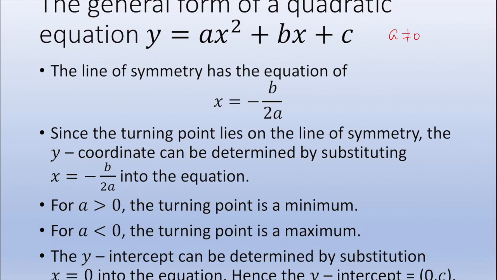Since the turning point always lies on the line of symmetry, the y coordinate can be determined by substituting x equals minus b over 2a into the equation. And we need to know that for a greater than 0, the turning point is a minimum because this is a U shape, whereas for a less than 0, the turning point is a maximum. This is an N shape.